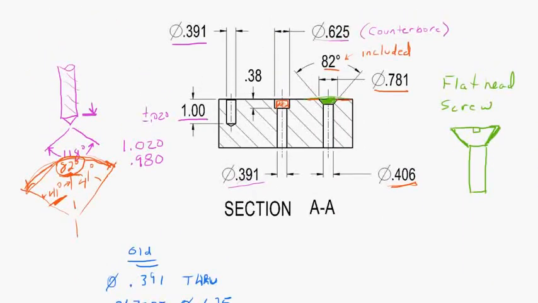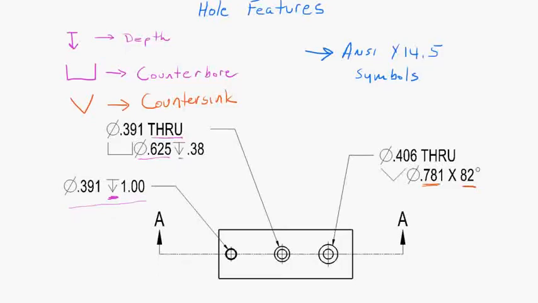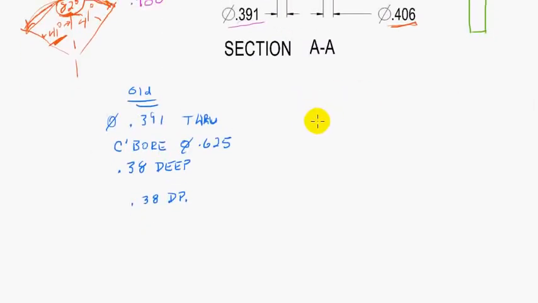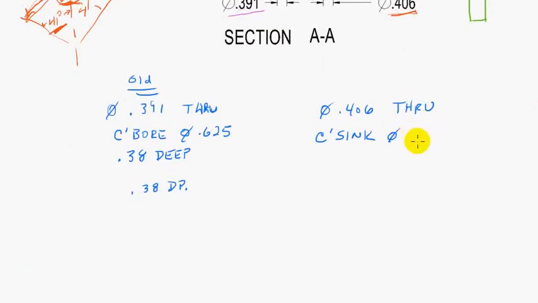Okay, same thing with the countersunk hole, right? That was 0.406 through, 0.781. So sometimes that'll be called out 0.406 through, C sink, which is countersink, diameter 0.781 by 82 degrees. Okay, so this is just a longhand way of doing this. Again, that's typically the older drawings. You're going to see that.